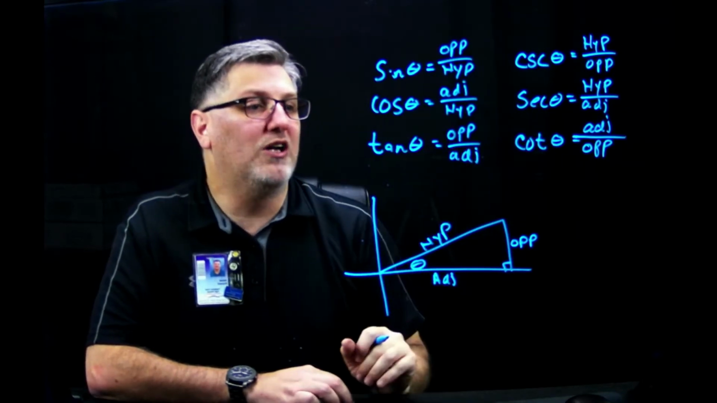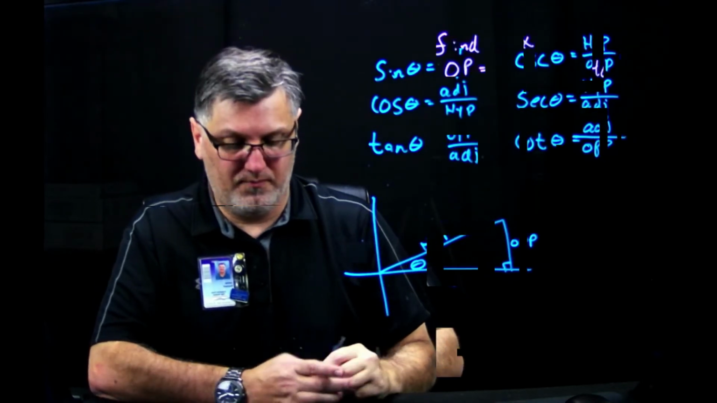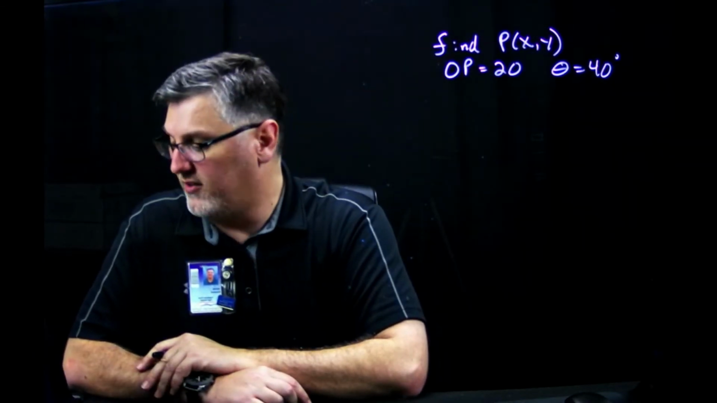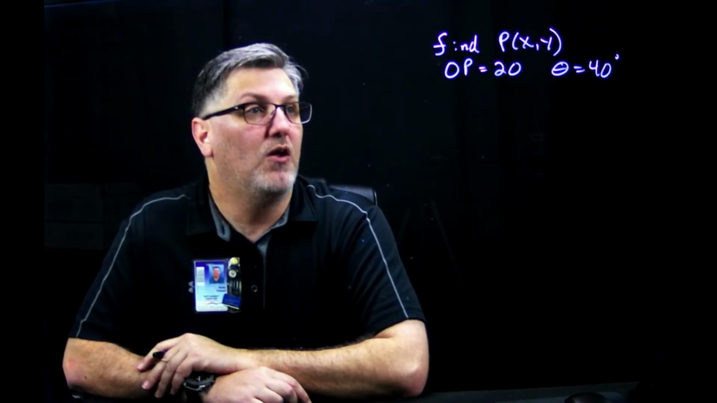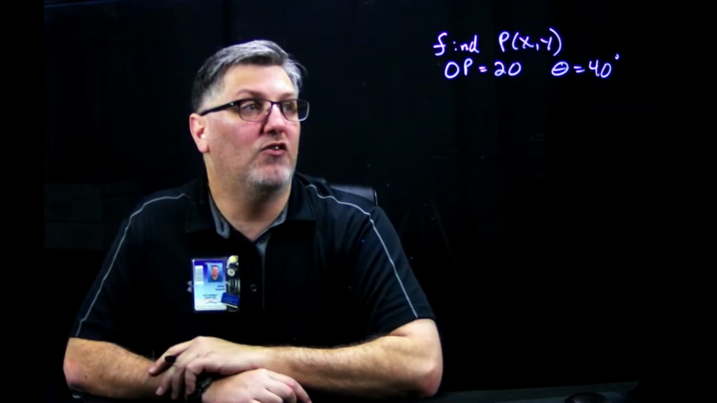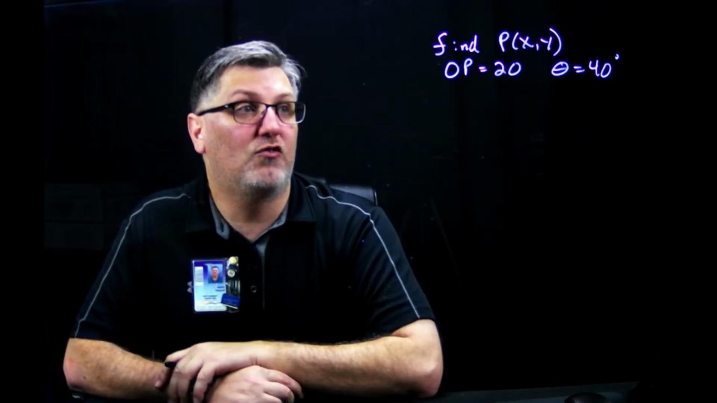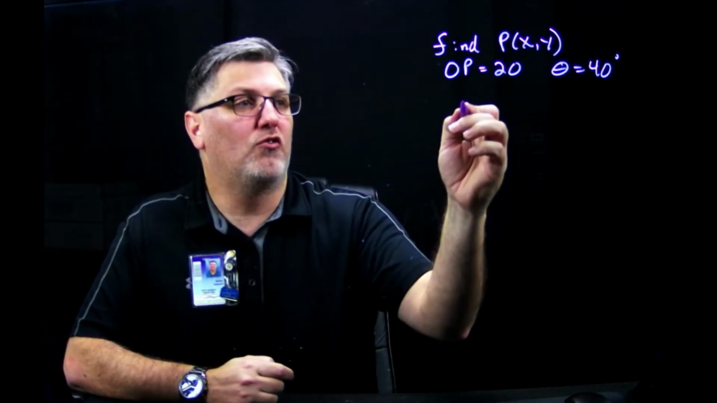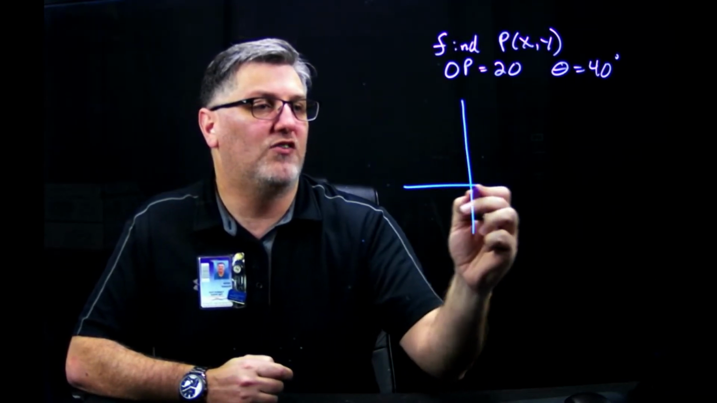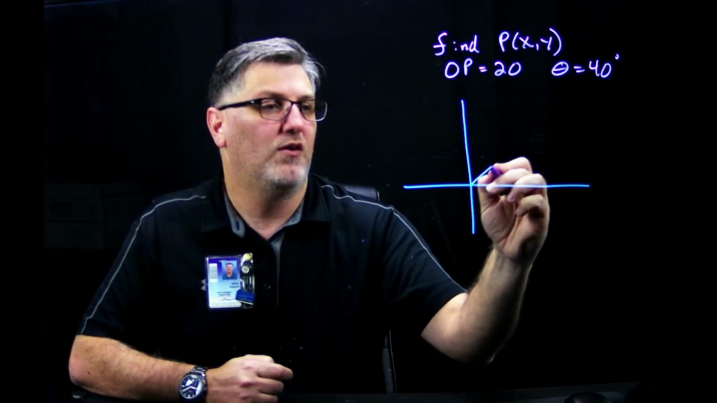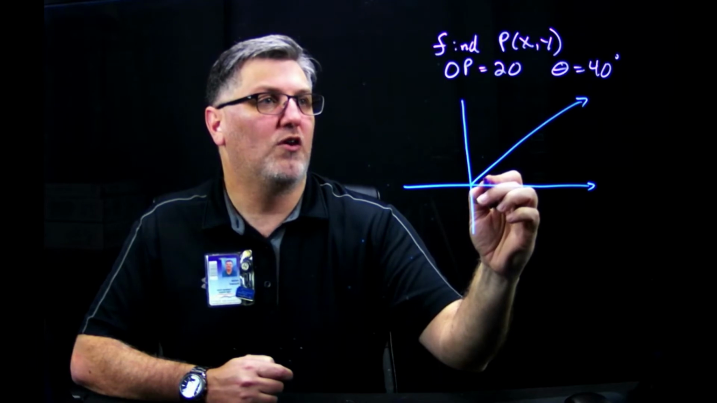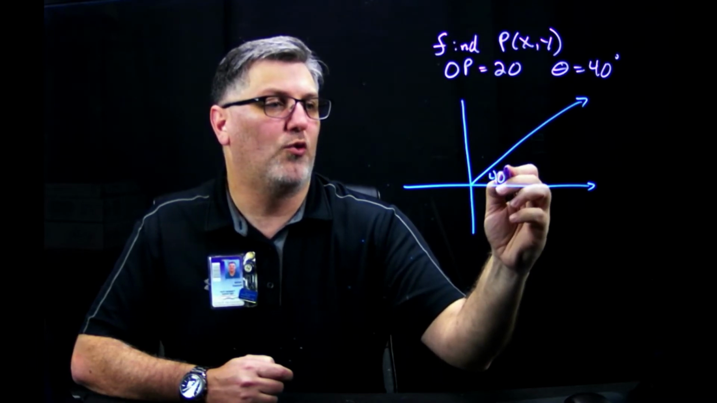So let's see how we can use this in a problem. All right, so let's look. I want to tell you to find the coordinates x and y when I tell you OP is 20 and theta is 40. So O is going to be my origin. So I'm going to draw this 40 degrees in standard position. This is going to be my theta right here. So this is 40 degrees.